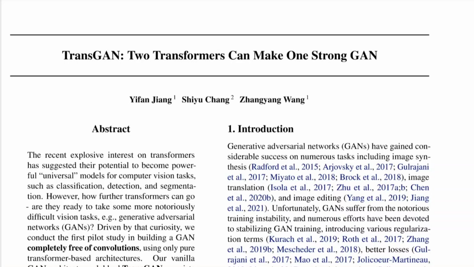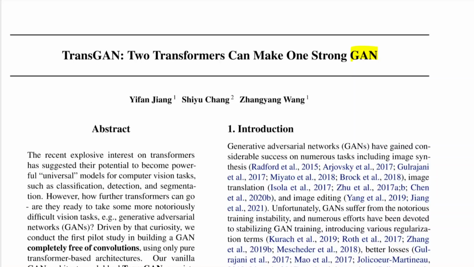Hi there. Today we'll look at TransGAN, Two Transformers Can Make One Strong GAN by Yifan Qiang, Shiyu Cheng, and Changyang Wang. So in this paper, the authors attempt to make a generative adversarial network, a GAN, out of only transformers. So far, attention or transformer-like things have been used in GANs, but they've always had some component of convolutions in there. This paper attempts to do generator and discriminator just using transformers.